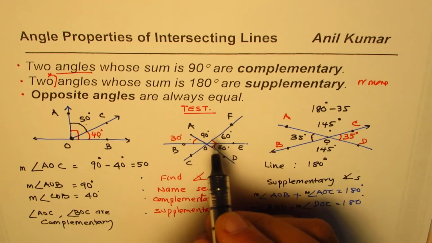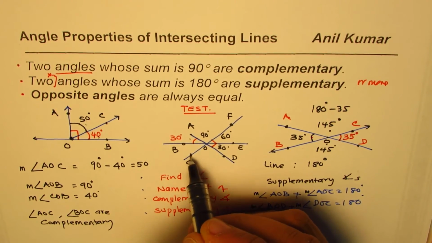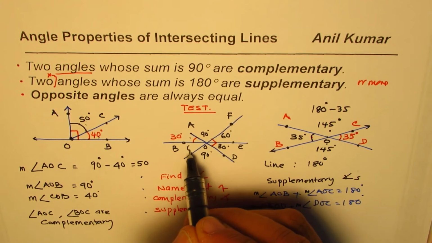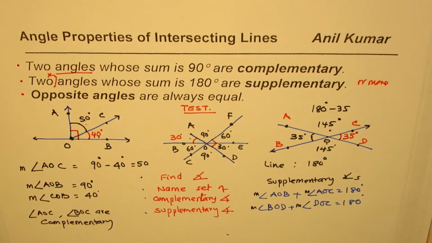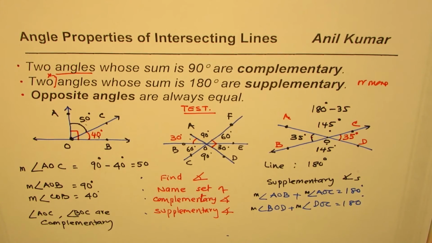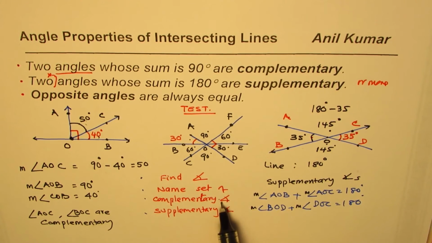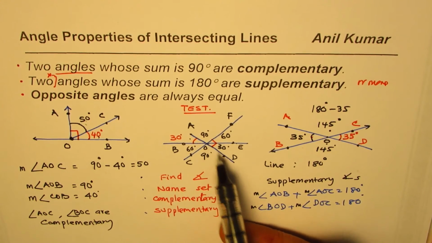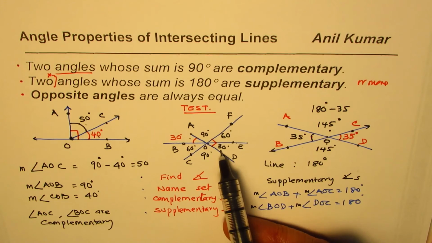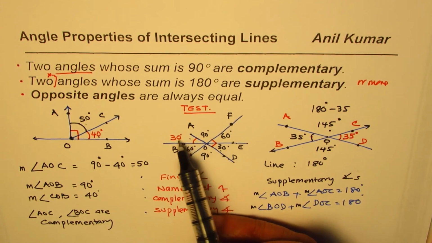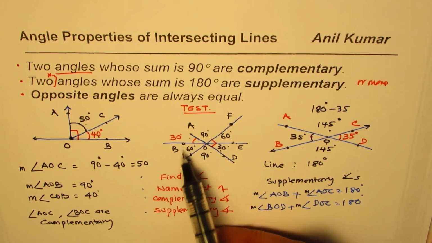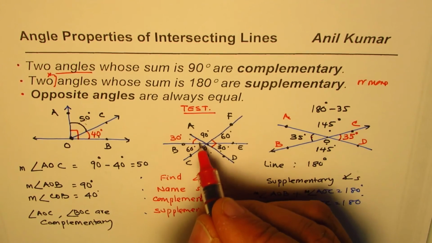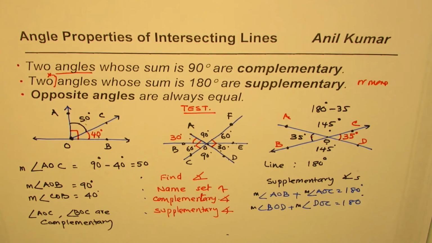Correct? Now, vertically opposite angles. COD should be 90 degrees. Also, since this is 60, the opposite angle is 60 degrees. So that is how we get all the angles. Correct? As far as the complementary angles are concerned, FOE and EOD, their sum is 90, one set. And then on this side, AOB and BOC, that is also 90 degrees. Correct? So this is also 90. So we get two sets here.